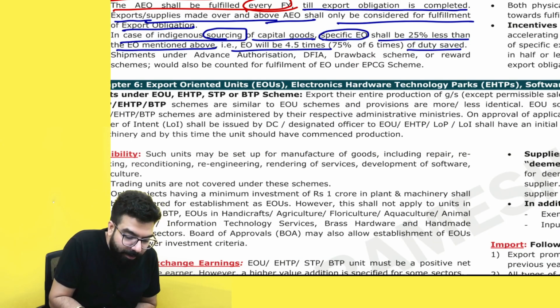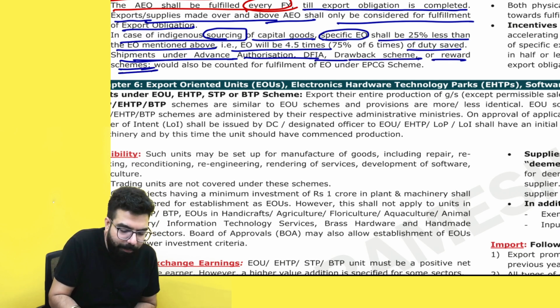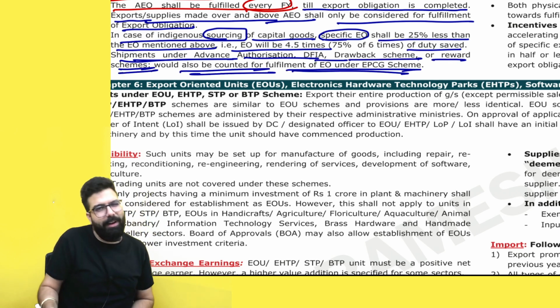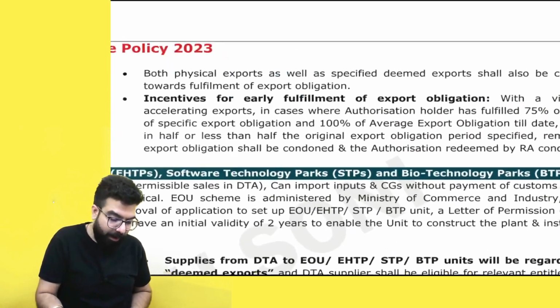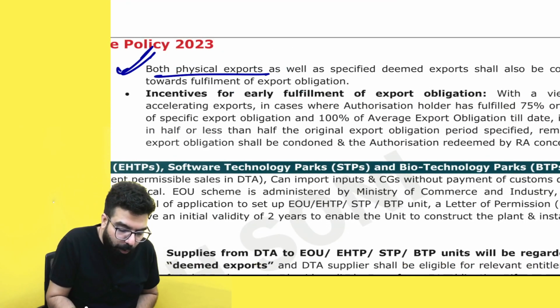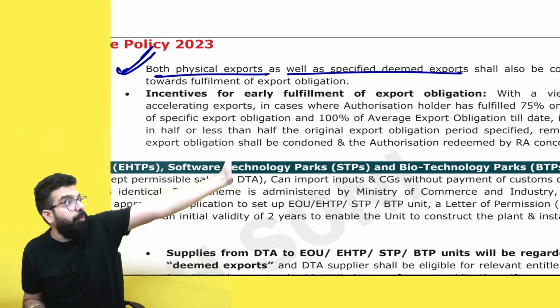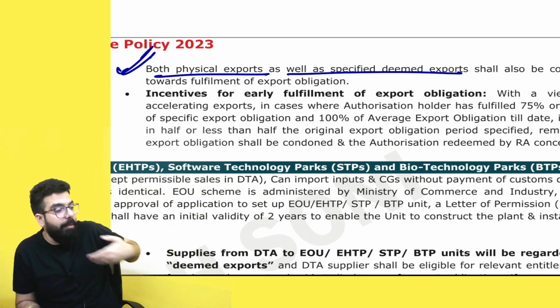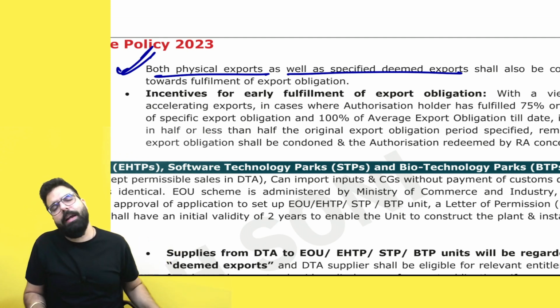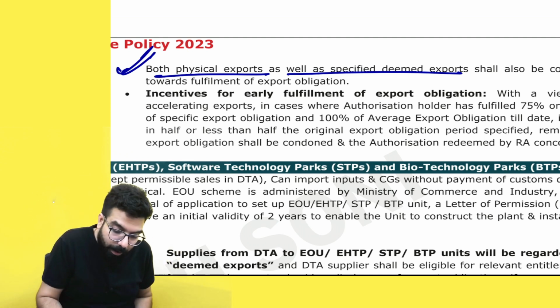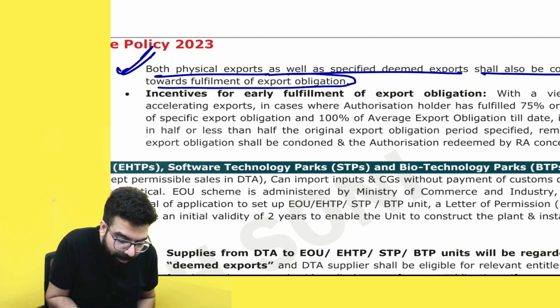The next one, shipments under advance authorization, DFIA, duty drawback or reward scheme would be counted for the fulfillment of export obligation. All this will be included when they are calculating your export obligation. Both physical export as well as deemed export. If I am exporting outside India or I am giving it to a person who is holding an advance authorization, deemed export, all the categories will be counted towards the fulfillment of export obligation.